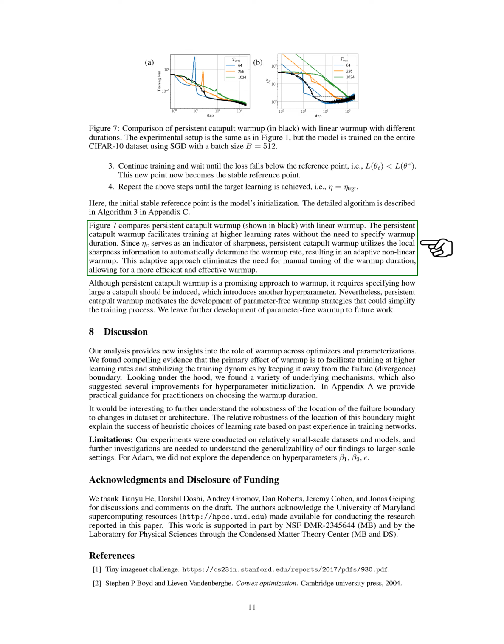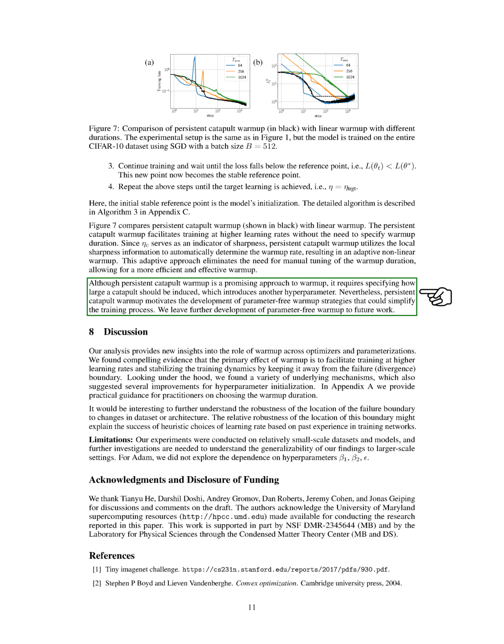By using the sharpness indicator, it automatically adjusts the warm-up rate based on local sharpness information, creating an adaptive warm-up process. This adaptive method removes the need for manually setting the warm-up duration, making the warm-up more efficient. Although the persistent catapult warm-up is promising, it requires specifying the size of the catapult, adding another hyperparameter. However, it inspires the development of parameter-free warm-up strategies to simplify training. Further exploration of parameter-free warm-up strategies is left for future research.